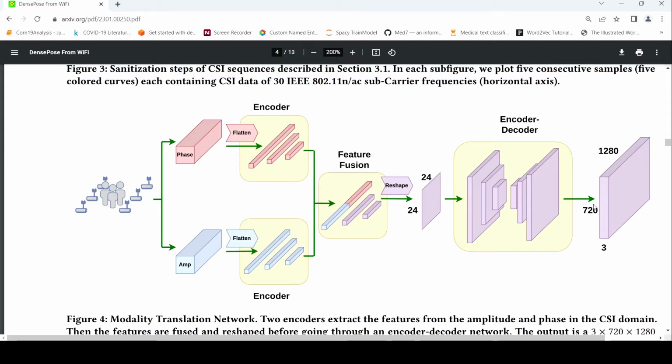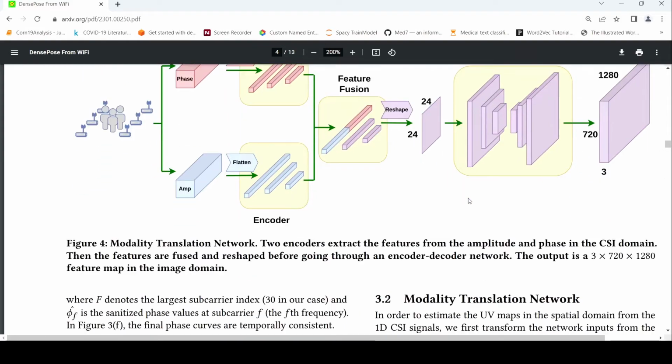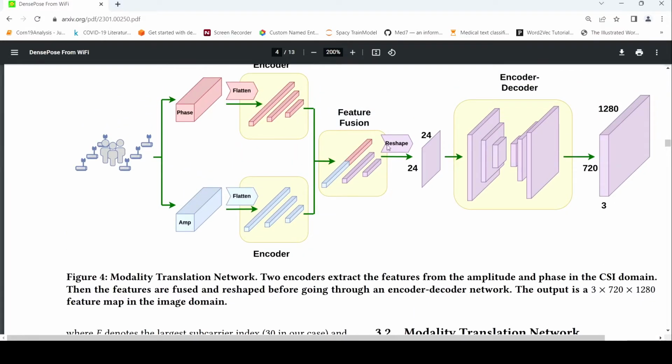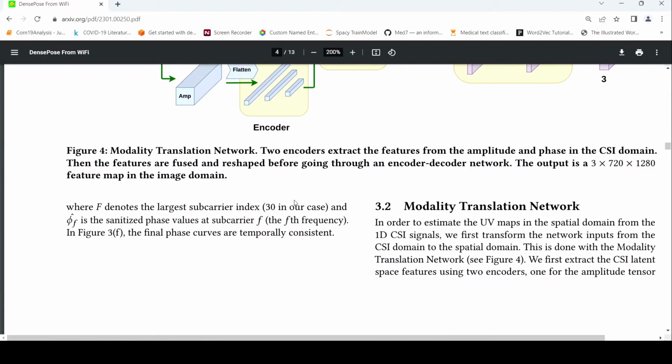128x720x3 channel features over here. So this is a feature map output. It is in the image domain, similar to an image domain. So this is a modality translation network. Details are given over here on how it works.